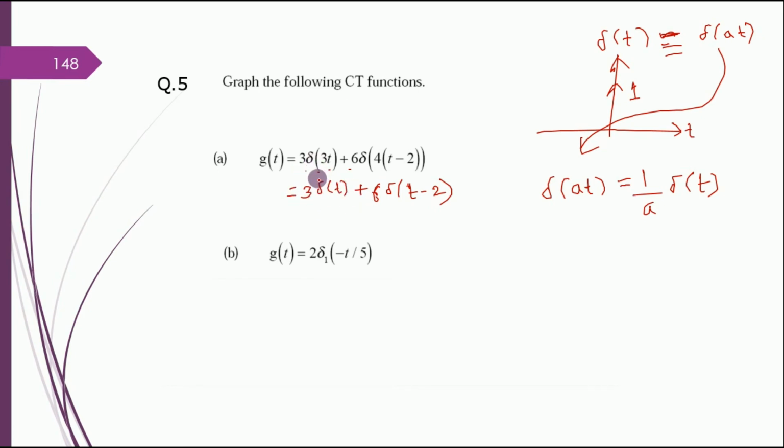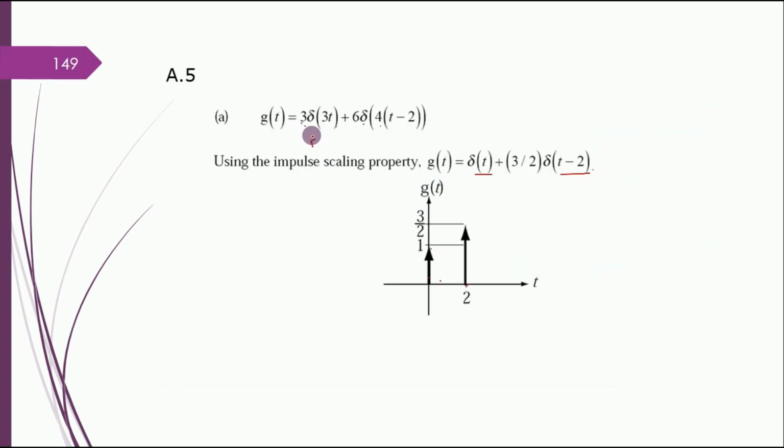Please look here carefully. So this 3 into delta of 3t will result in what if I apply this? In place of A, what am I having? 3. 3 into 1 by 3 delta of 3t. Okay. So delta of just t. So what do you get? You get delta of t. Hence in place of 3 into delta 3t, I am writing delta t by the property.